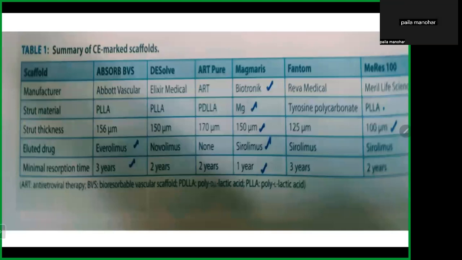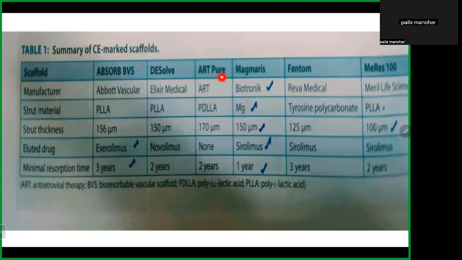Okay, so these are the generations of the bioresorbable scaffolds till now. What I mentioned first was the ABSORB BVS. After that, there are DREAMS, ART Pure, Magmaris, Fantom, and Meril 100.